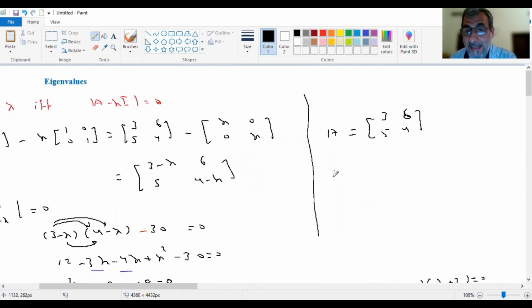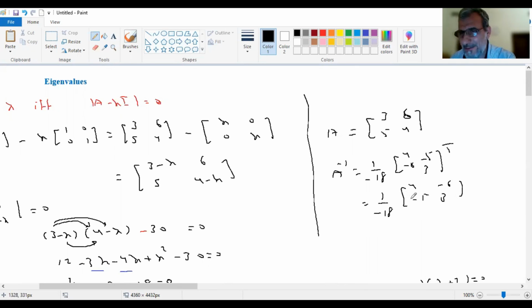So the inverse, A inverse of this one. How to find the inverse? The determinant here is 12 minus 30, so we have minus 18. So it will be 1 over negative 18 multiplied by the adjoint of this matrix. This one 4, and this one 6 will be here negative 5, and this one will be negative 6, and this one is 3. So the transpose of this one, so it will be 1 over negative 18 multiplied by 4, negative 5, negative 6, 3, is the inverse of this one.